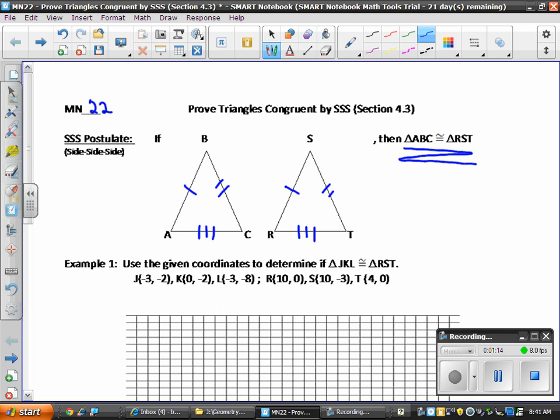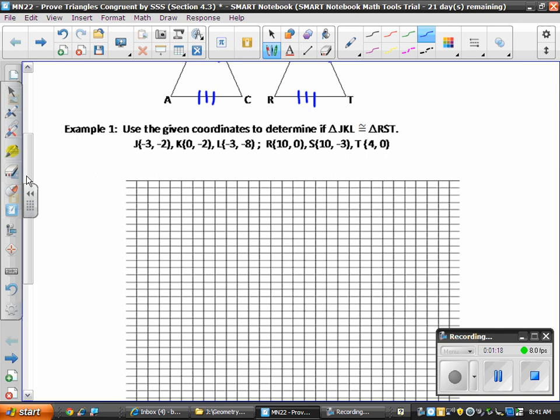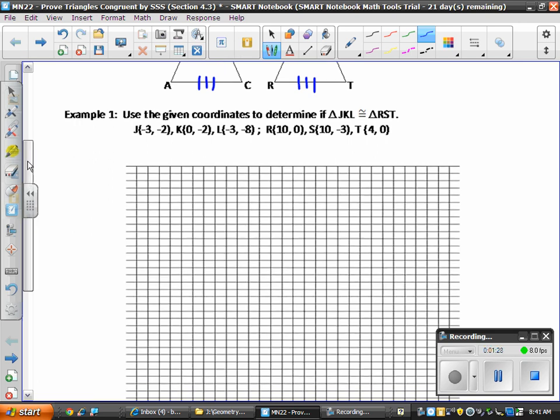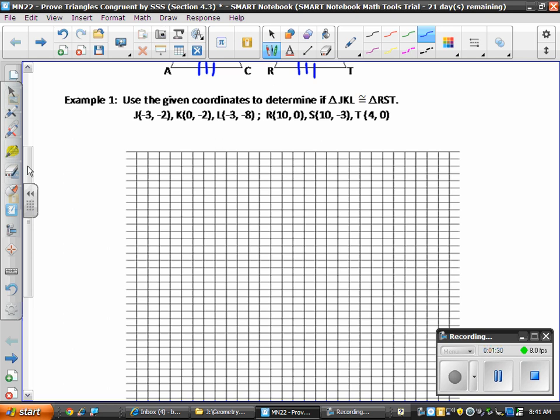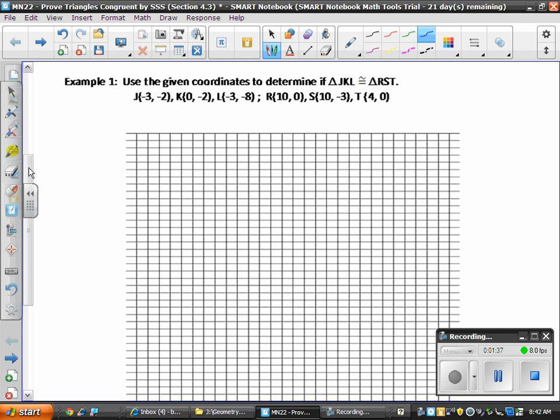So what we're going to demonstrate down here in example 1 is by using the idea of side, side, side, we're going to prove or determine that triangle JKL is congruent to triangle RST. There's all sorts of coordinate points there, so the first thing we're definitely going to have to do is graph these, and I'm going to keep moving this up here. So I'm going to create an axis on the note guide, and you can create your own axes.